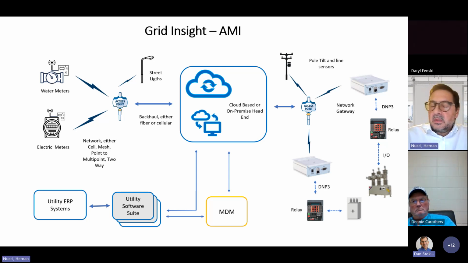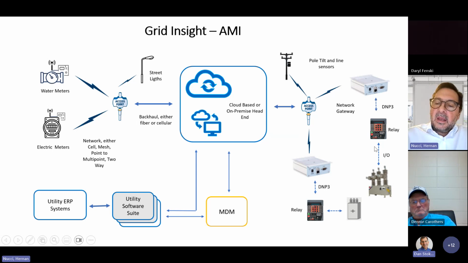One of the ways to get that data is to use the AMI network. Again, you have all the meters and the access point, controlling the street lights, going to the head end, and guess what? The most modern AMIs allow you, with gateways, to connect to relays and control your reclosers, capacitor banks, voltage regulators, you name it.